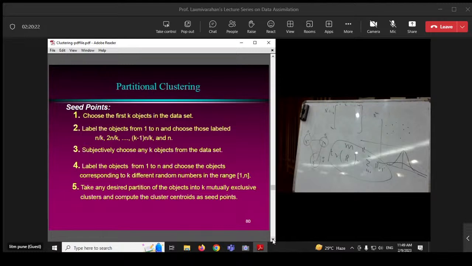Third one, subjectively choose any k objects from the set, which is very similar to the first one, which says the first k objects. The fourth way would be: 1 to n are the labels, and you randomly choose k different random numbers from 1 to n. Or take any desired partition of objects into k mutually exclusive clusters and compute the cluster centroids as seed points.